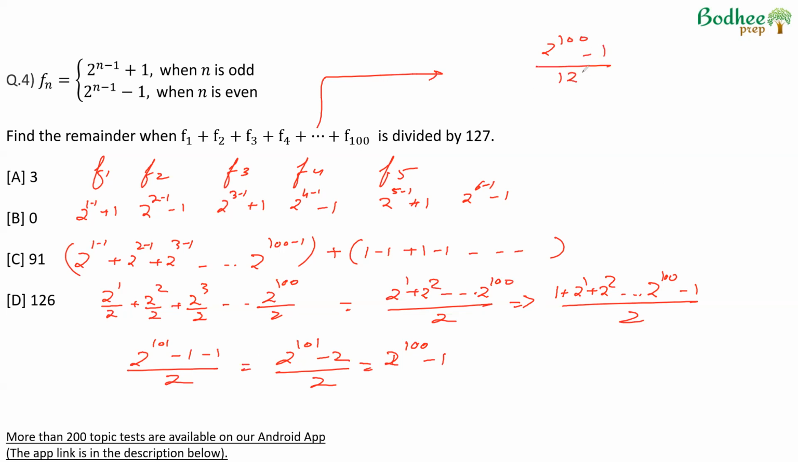We have to divide this by 127. 127 is 2, 4, 8, 16, 32, 64, 128, which is 2 raised to power 7, minus 1.